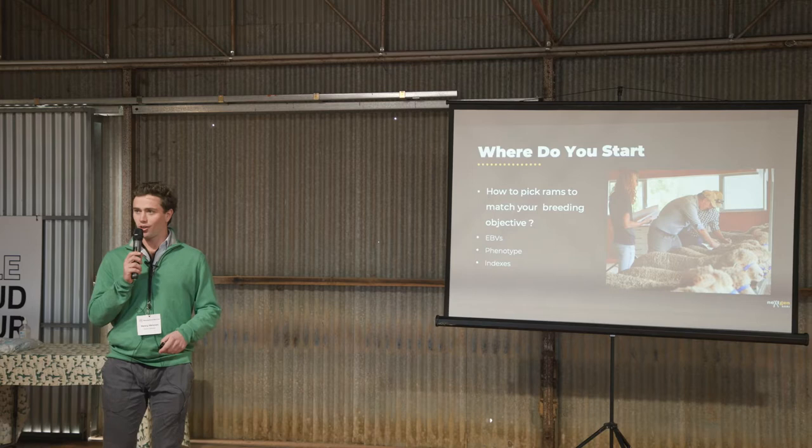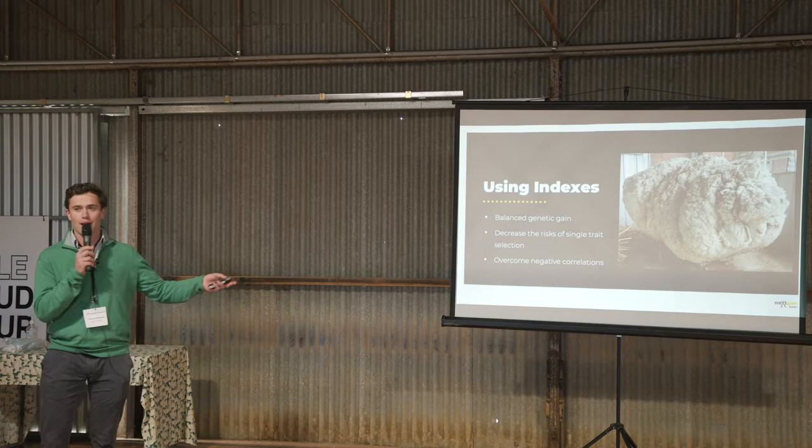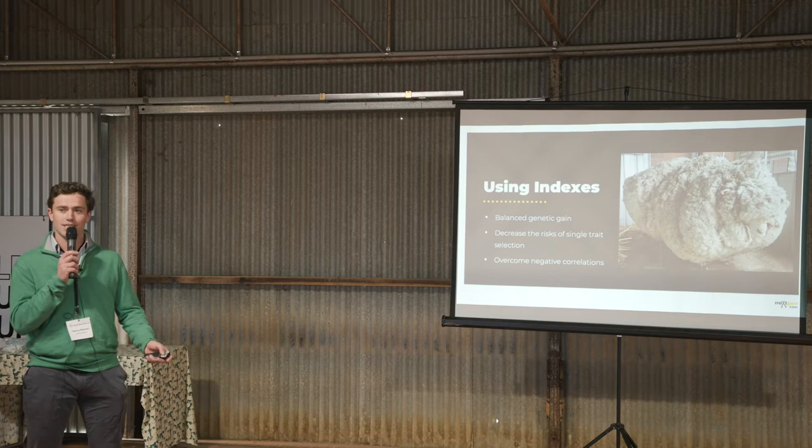Right, so using indexes. The point of indexes is that traditionally in the sheep industry, we've selected on one or two traits and gotten ourselves into a lot of trouble and ended up with an unbalanced animal. So the original point of indexes was to make a balanced genetic gain and decrease that risk of single trait selection, because obviously there are negatively correlated traits with each trait you select.